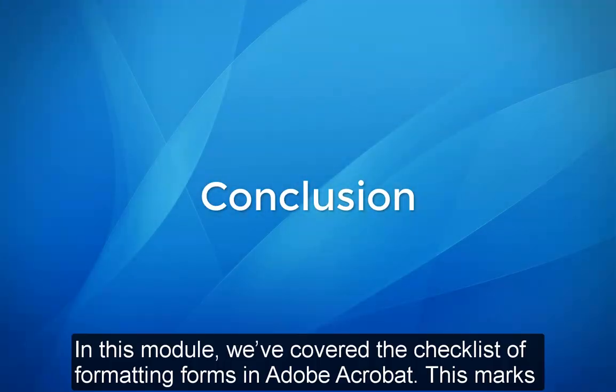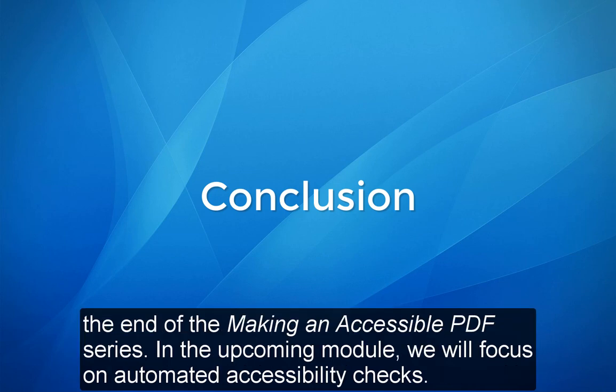Conclusion. In this module, we've covered the checklist of formatting forms in Adobe Acrobat. This marks the end of the Making an Accessible PDF series. In the upcoming module, we will focus on automated accessibility checks.